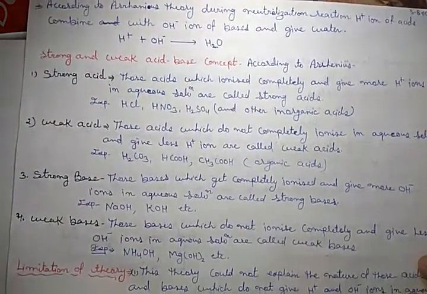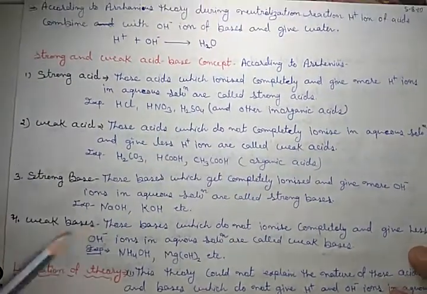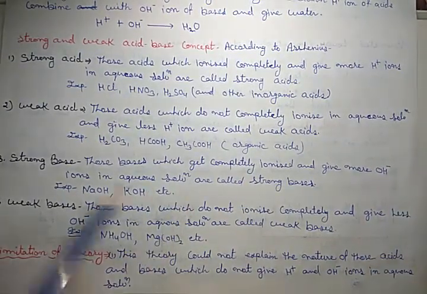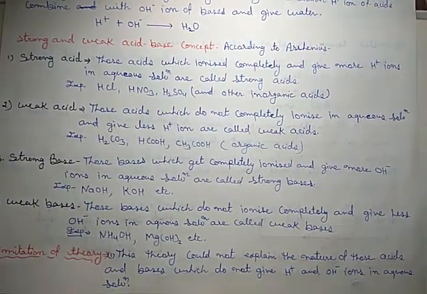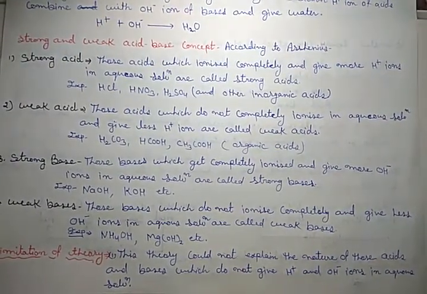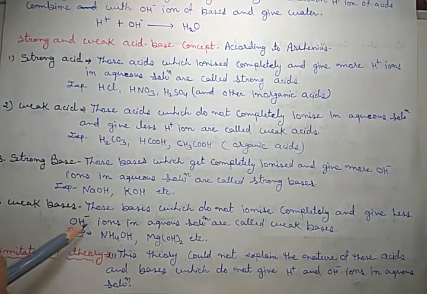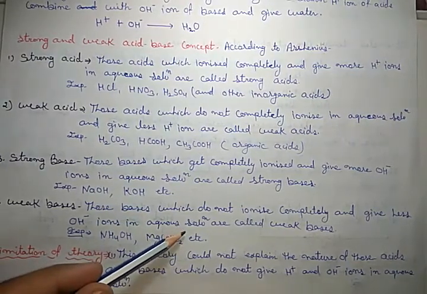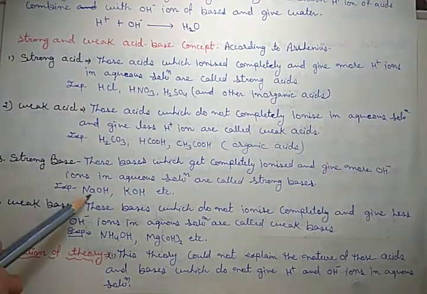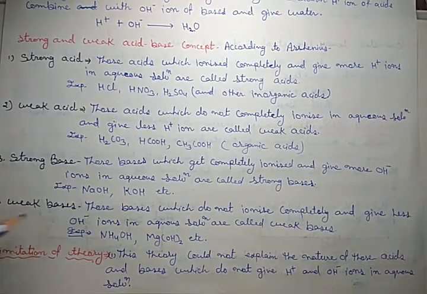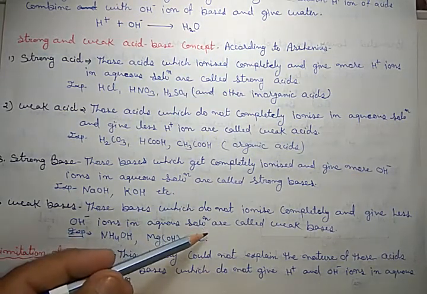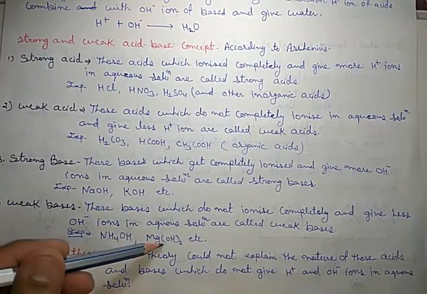Similarly, strong bases are those bases which get completely ionized and give more OH negative ions in aqueous solution, like NaOH, KOH, etc. Now weak bases are those bases which do not ionize completely and give fewer OH negative ions in aqueous solution. For example, NH4OH, Mg(OH)2, etc.